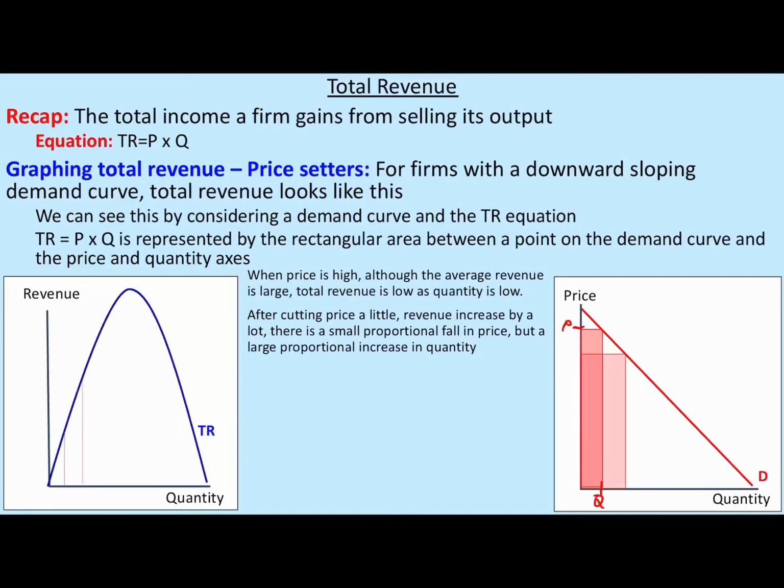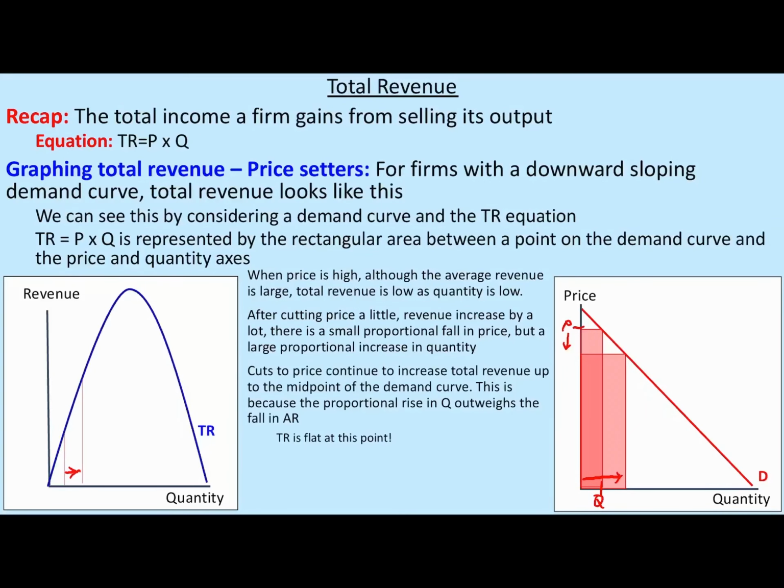But if we cut the price a little bit, the revenue increases by a lot. So we've gone from this area, this total revenue here, to this one here on our total revenue curve. There's a small proportional fall in price as we cut the price, but the quantity we sold has increased by almost 100% in this case.